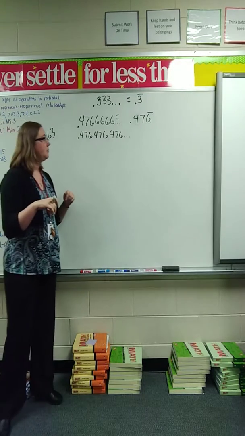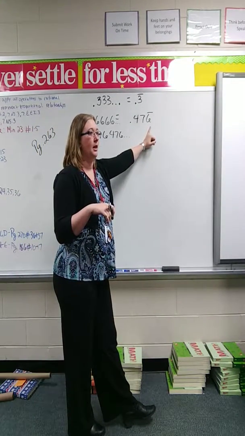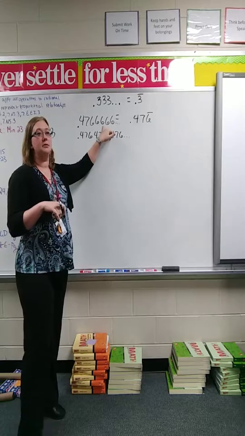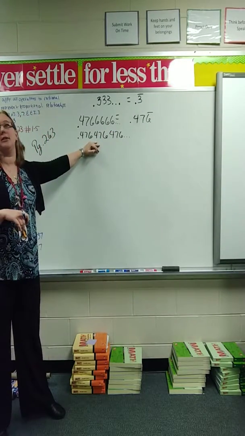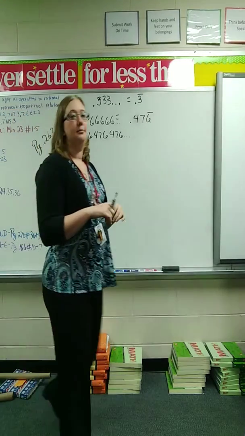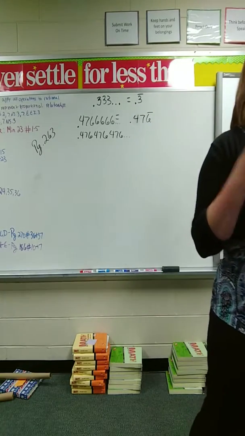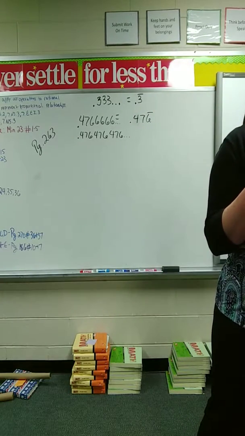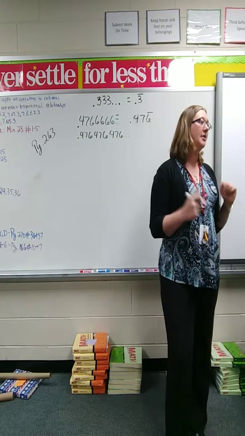So, having the bar over just the 6 means this. If we put the bar over everything, it means this. Those are not the same thing. When we are working with rational numbers, we have to pay attention to details. Even details like the length of a line. That matters.